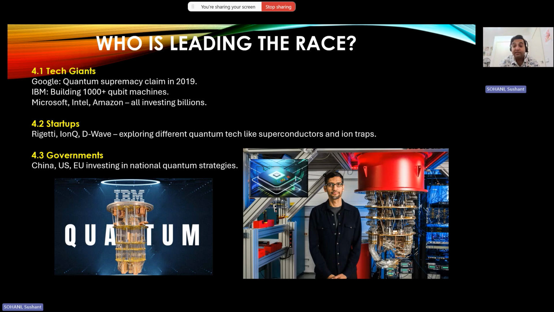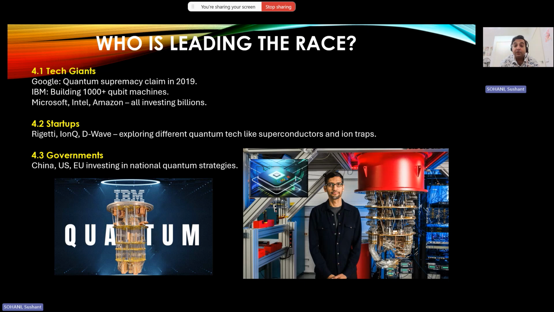The programmatic advertising I was talking about, it is also Google's model for marketing and advertising. Okay, IBM building 1,000+ qubit machines. Microsoft, Intel, Amazon, all these giant companies, all are investing billions of US dollars in quantum computing for more and more innovation. Startups like Rigetti, IonQ, D-Wave are exploring different quantum tech like superconductors and ion traps.